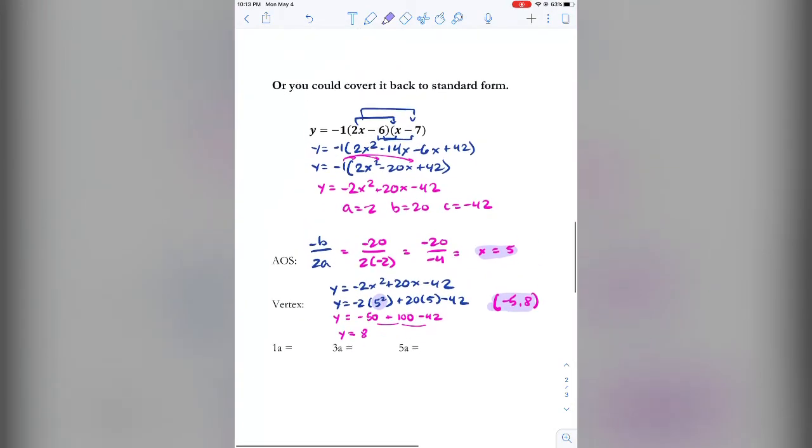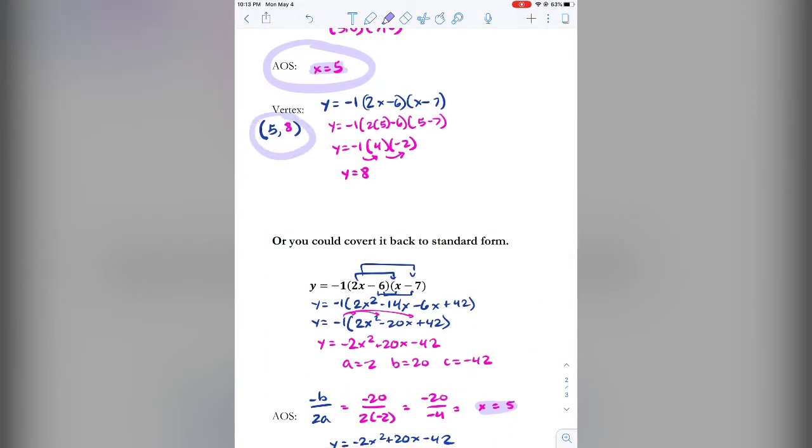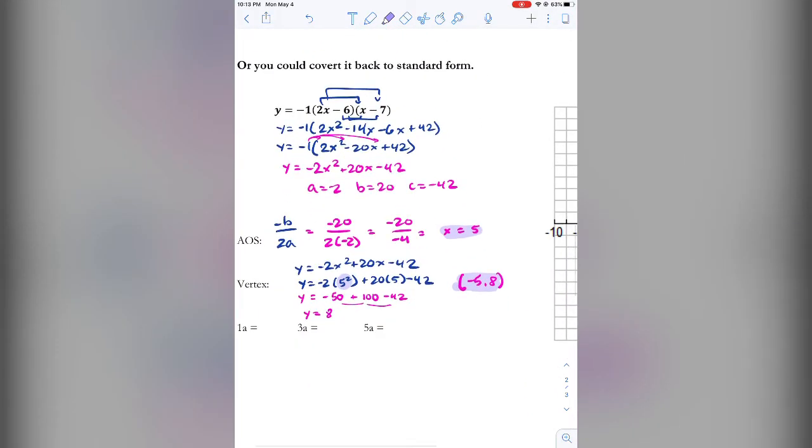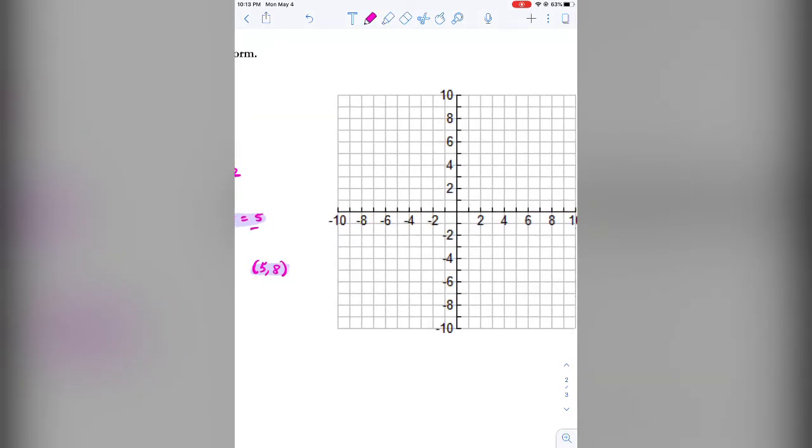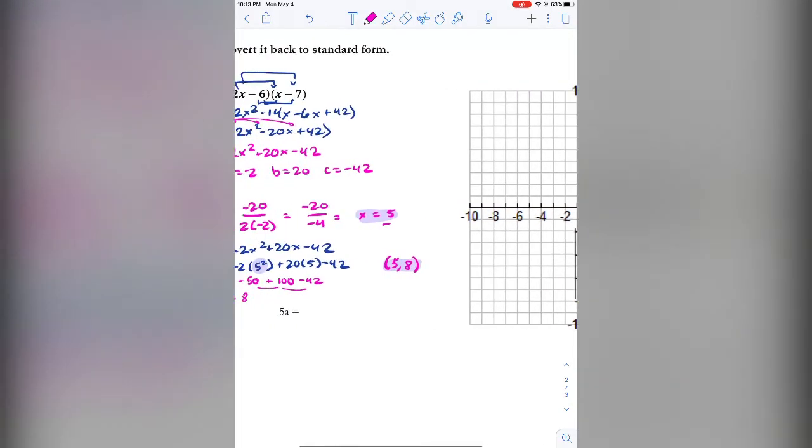Once again, same vertex as I had there. Sorry, should be same vertex. My x is 5, not negative 5. I don't know why I put that there. Anyhow, so now, just like we did before, we come over here, we plot our vertex at 5, 8, which gives it to me right there.